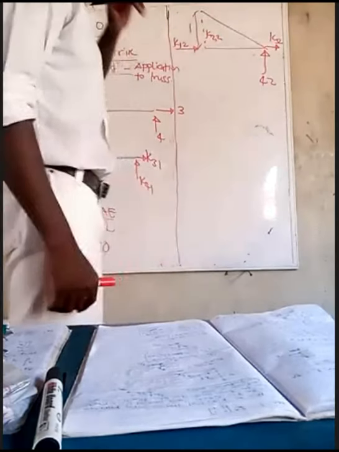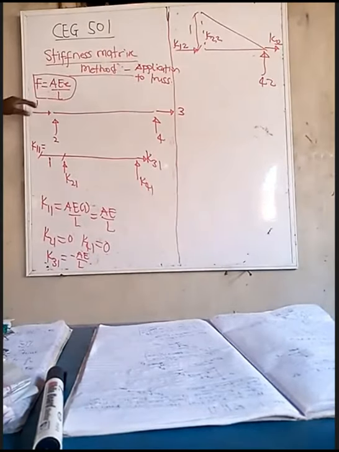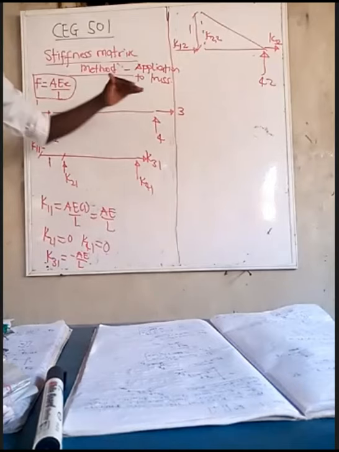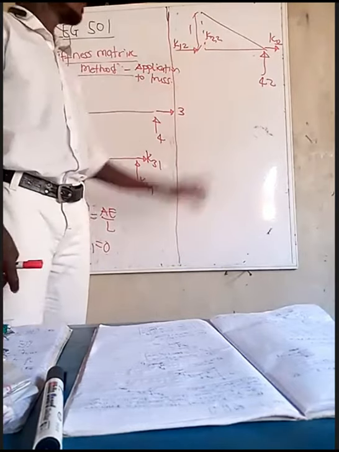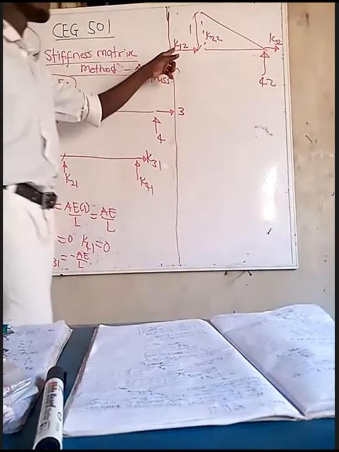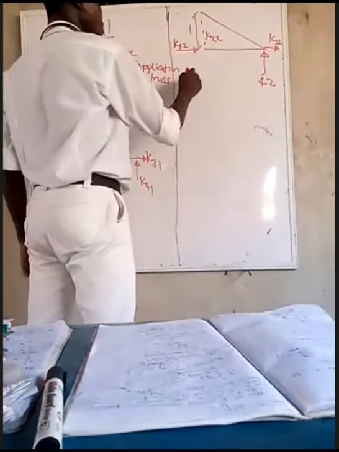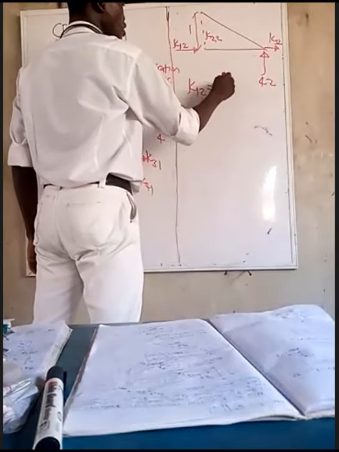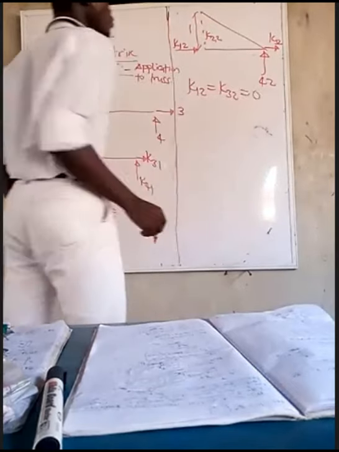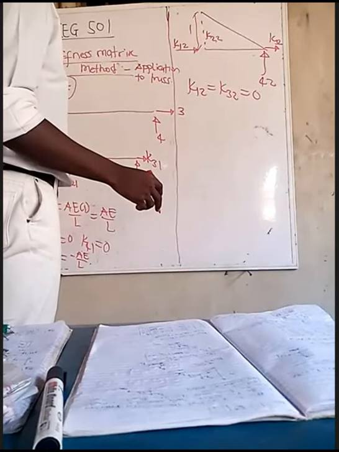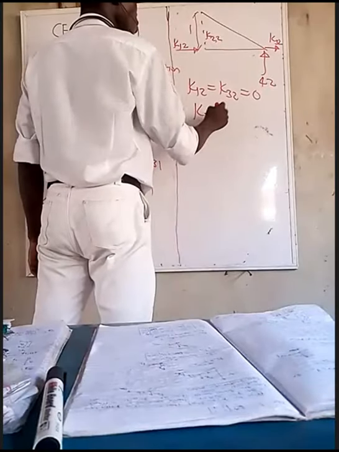Now, if we apply this at this point, the force in the first member is AE over L, and is an axial force. Applying a perpendicular force on it will not really have any effect on this K12 and K32. So automatically, K12 will be equal to K32, will be equal to 0. Are we following? Yes.